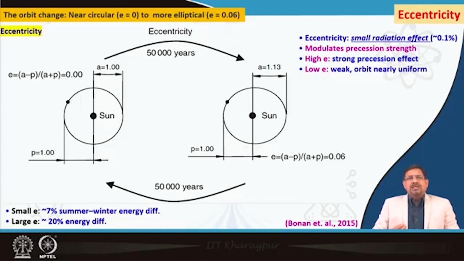Small eccentricity leads to a 7% summer winter energy difference. If it is large eccentricity, that means it is taking a larger elliptical path, the energy difference between summer and winter can go as much as up to 20%. So within a year you will have a variation in summer winter energy difference of up to 20%. This is the important point in terms of insolation: small eccentricity up to 7%, large eccentricity up to 20% energy difference.